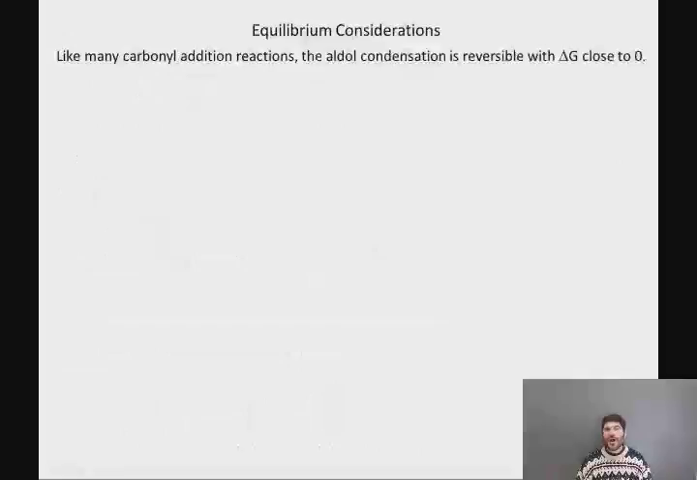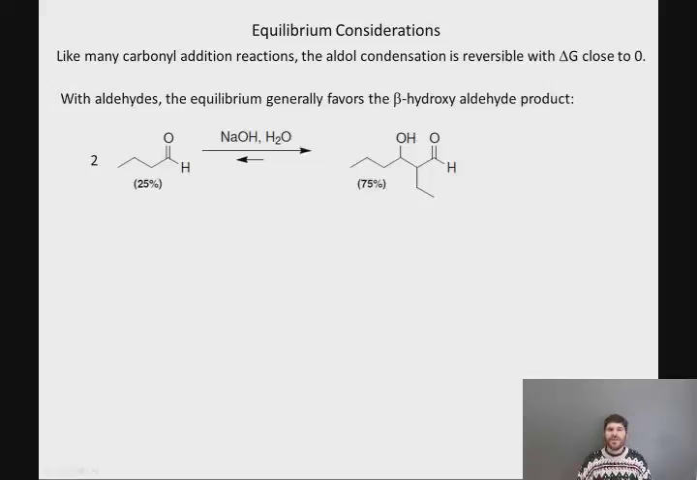Like most carbonyl addition reactions, the aldol condensation is reversible with delta G close to 0. So that means we have to consider the equilibrium and which of the two, the starting materials or the product, will be favored at equilibrium. It turns out that with aldehydes, the equilibrium generally favors the beta-hydroxyaldehyde product.